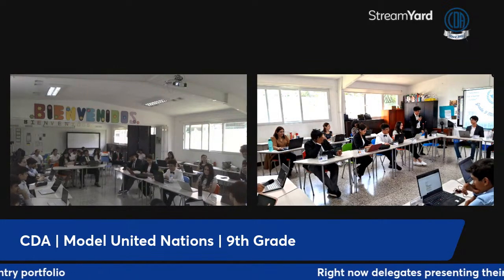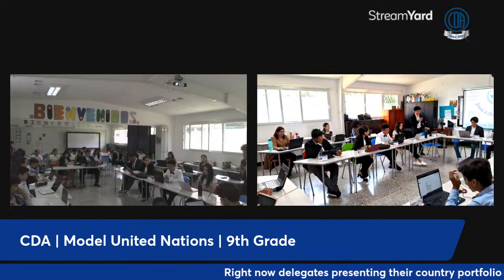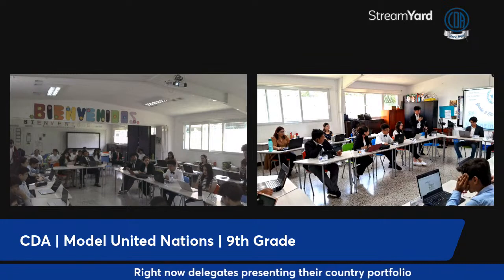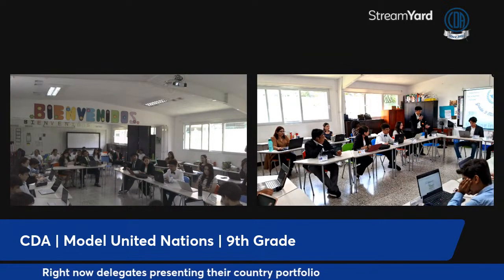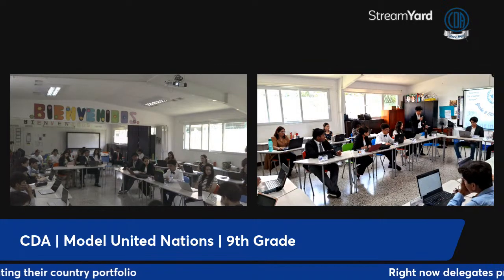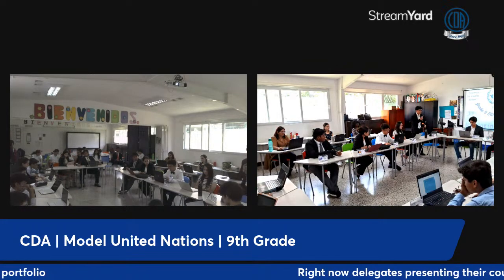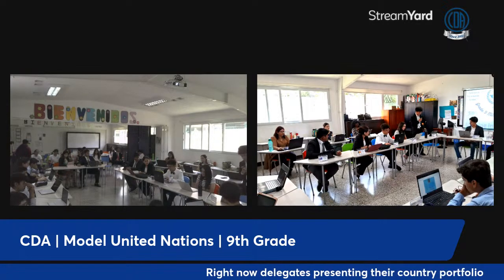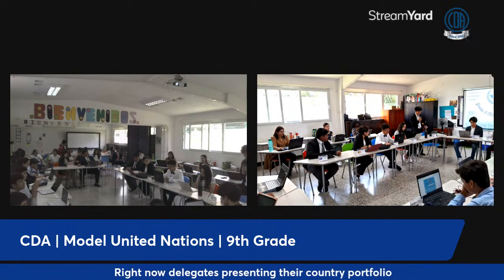My name is Diego Molina. I am the delegate to France. France's capital is Paris. It's bound by the Atlantic Ocean and the Mediterranean Sea, the Alps and the Pyrenees, with a population of 67.75 million people, and the flag is blue, white, and red. France was founded in 1792.